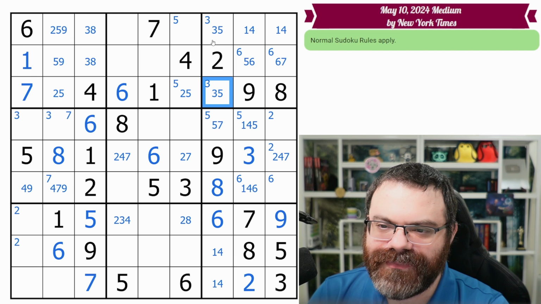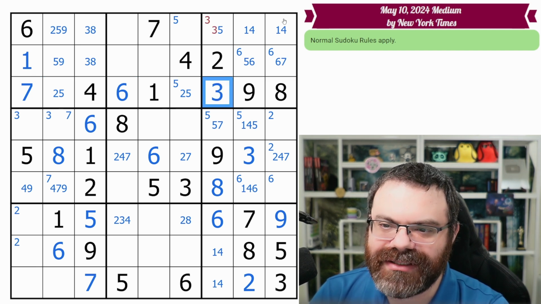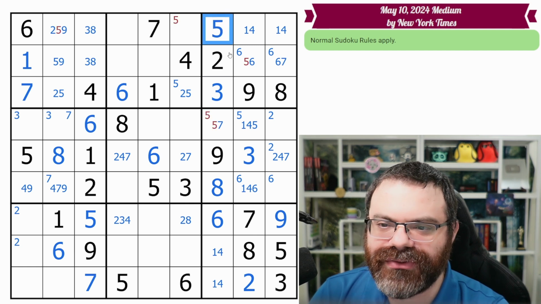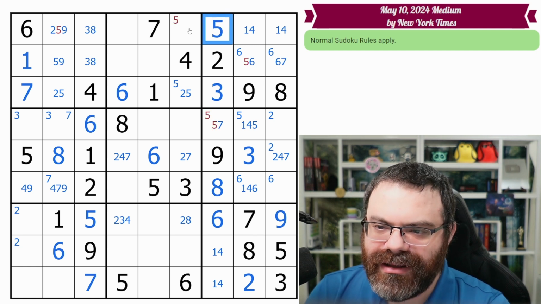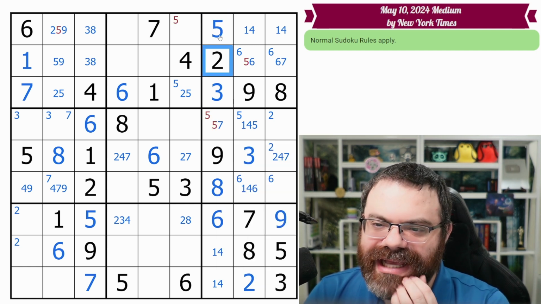Now remember, this 3, 5 pair resolved because of the row, right? So that's why that's a 3. It's not because of the column or the box. That's a 3, that's a 5. So we're going to suddenly get a lot of cascades here.